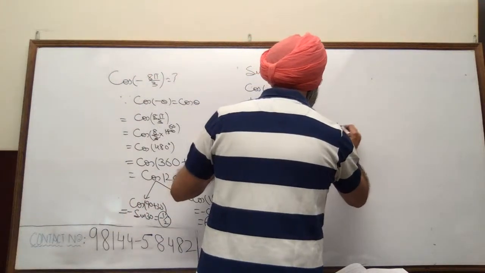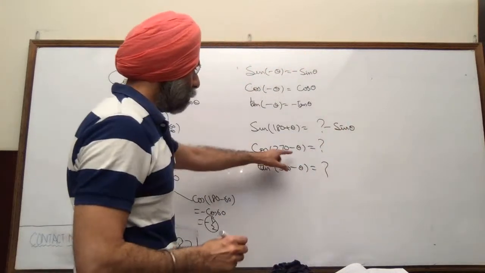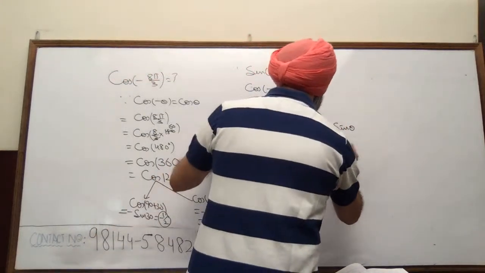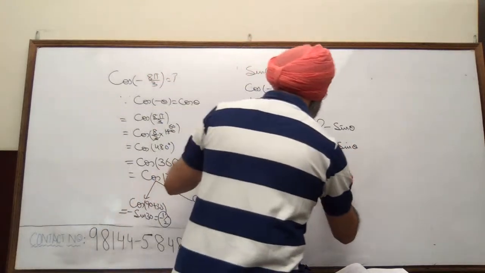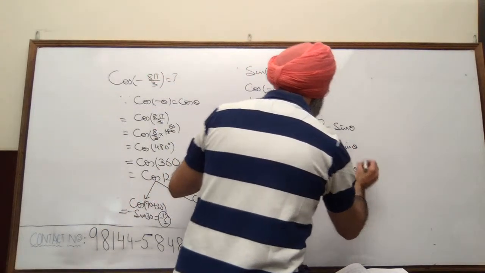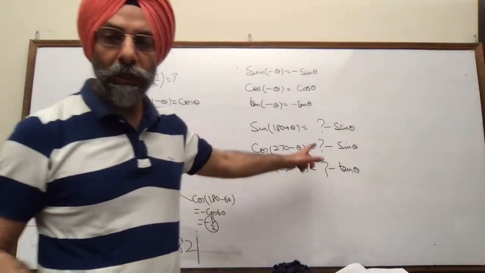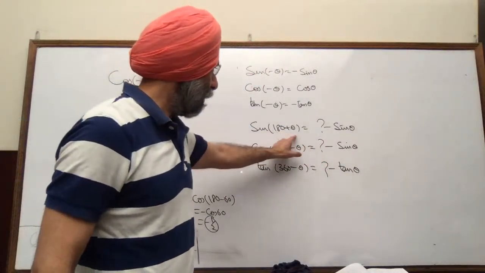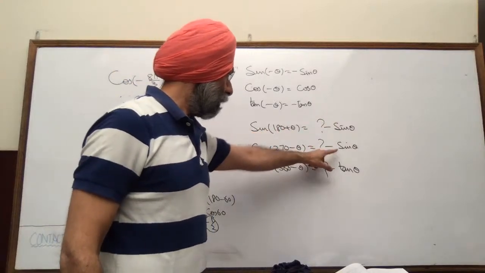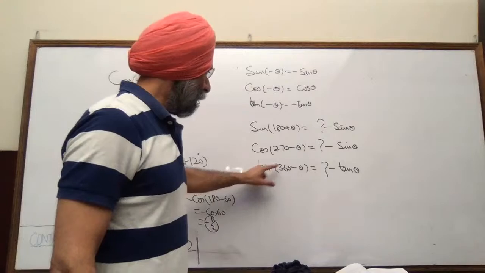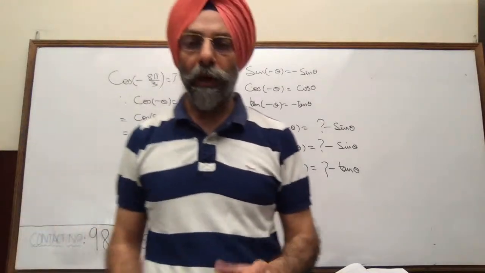So sine of 180 plus theta is minus sine theta. Cos 270 minus theta is minus sine theta. Tan 360 minus theta is minus tan theta. So these are your values. Sine 180 plus theta is minus sine theta. Cos 270 minus theta is minus sine theta. Tan 360 minus theta is minus tan theta.